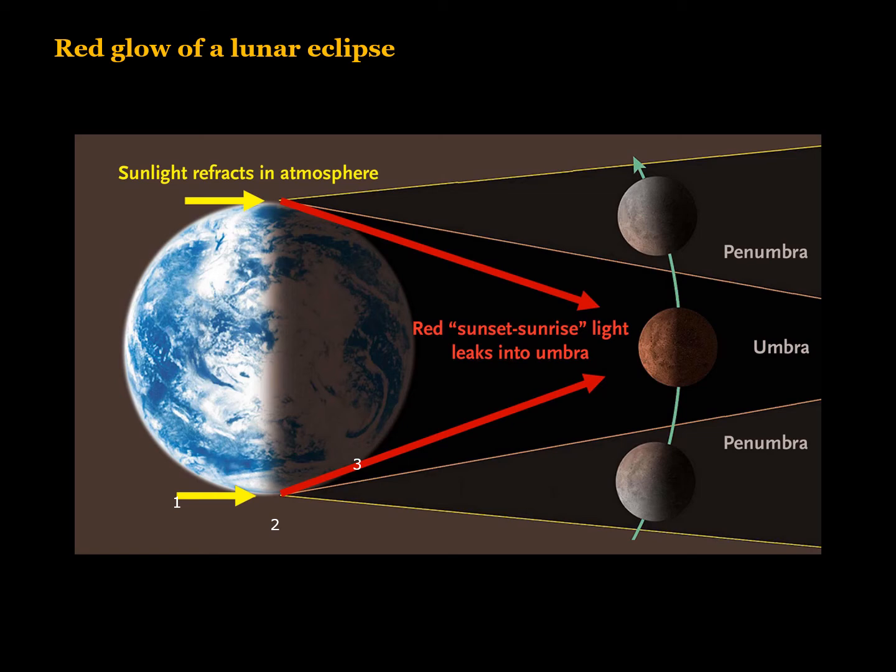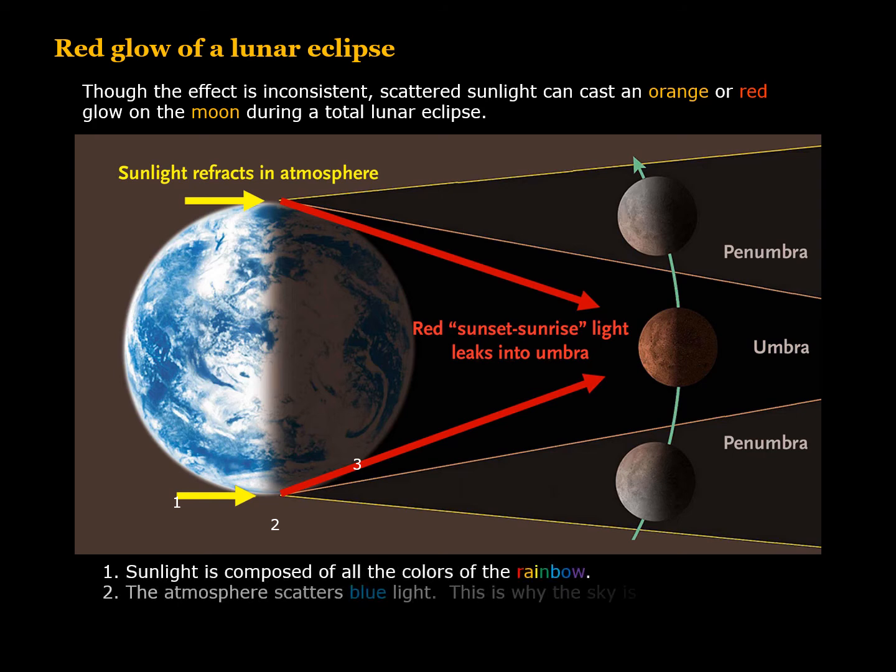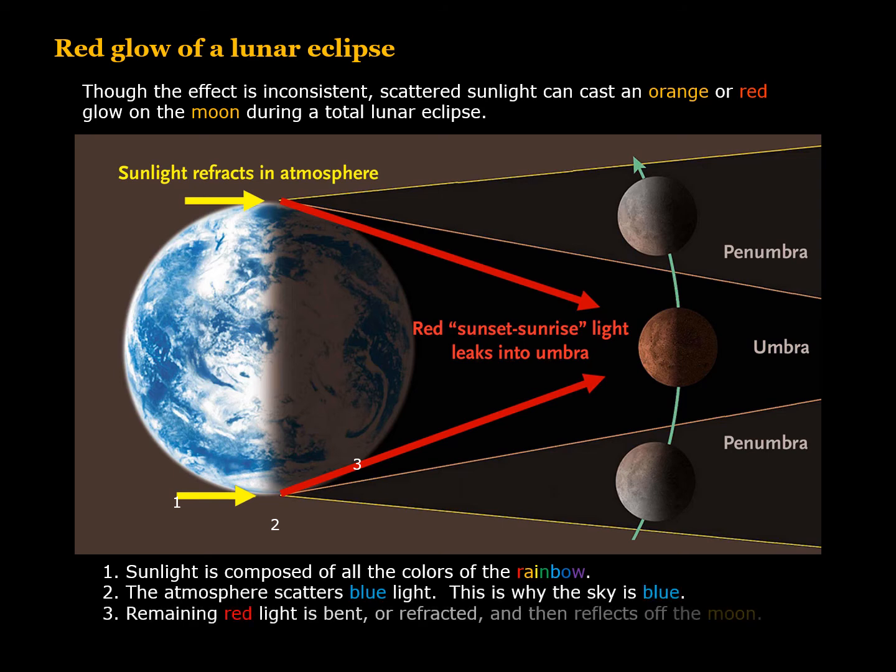Red glow of a lunar eclipse. Though the effect is inconsistent, scattered sunlight can cast an orange or red glow on the Moon during a total lunar eclipse. 1. Sunlight is composed of all the colors of the rainbow. 2. The atmosphere scatters blue light. This is why the sky is blue. 3. Remaining red light is bent, or refracted, and then reflects off the Moon.